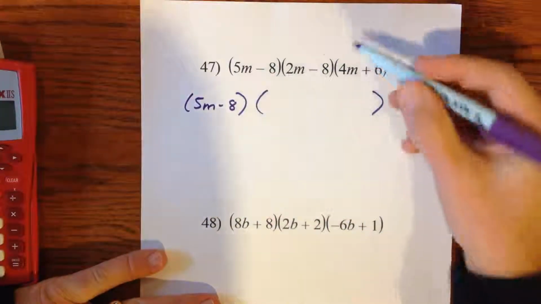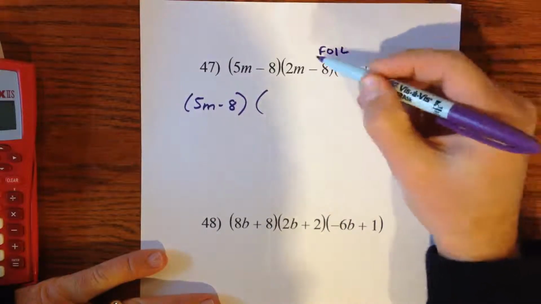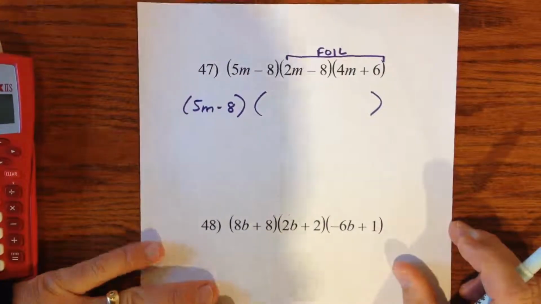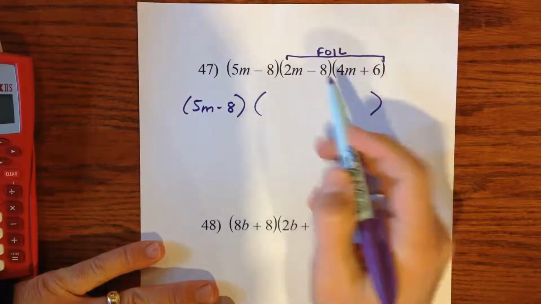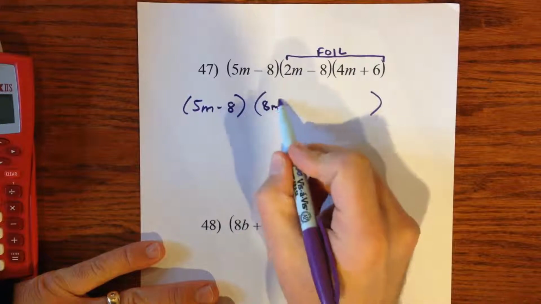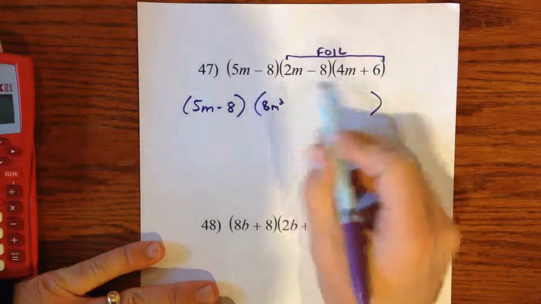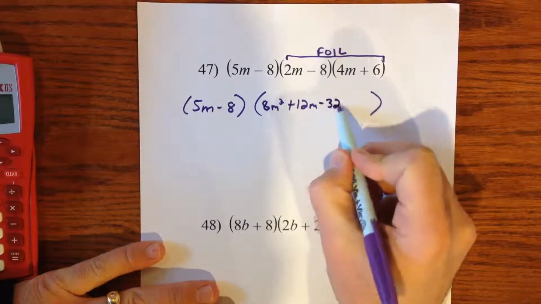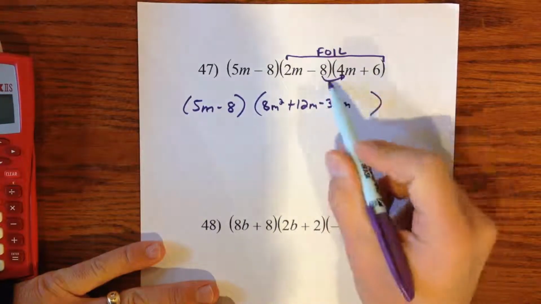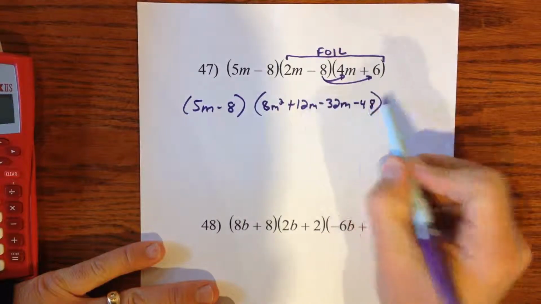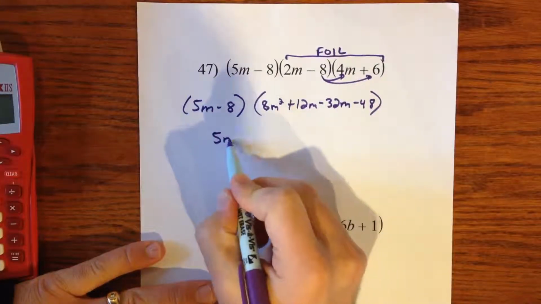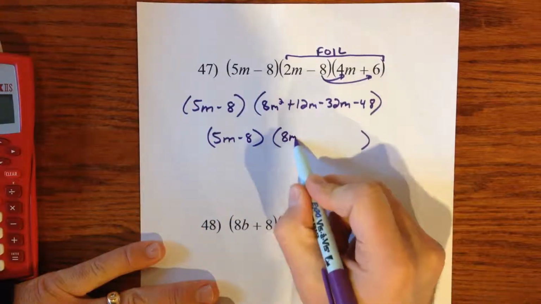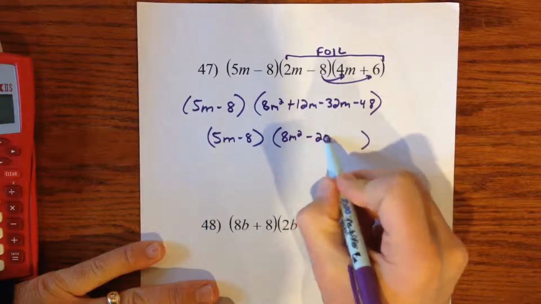So I'm going to FOIL these two, or multiply them together. So 2m times 4m is 8m squared. 2 times the 6 is 12m. It's negative 32m in the middle once I FOIL that, and then negative 48. So that didn't change. I can simplify this. The middle is going to go together. So it looks like negative 20m in the middle.